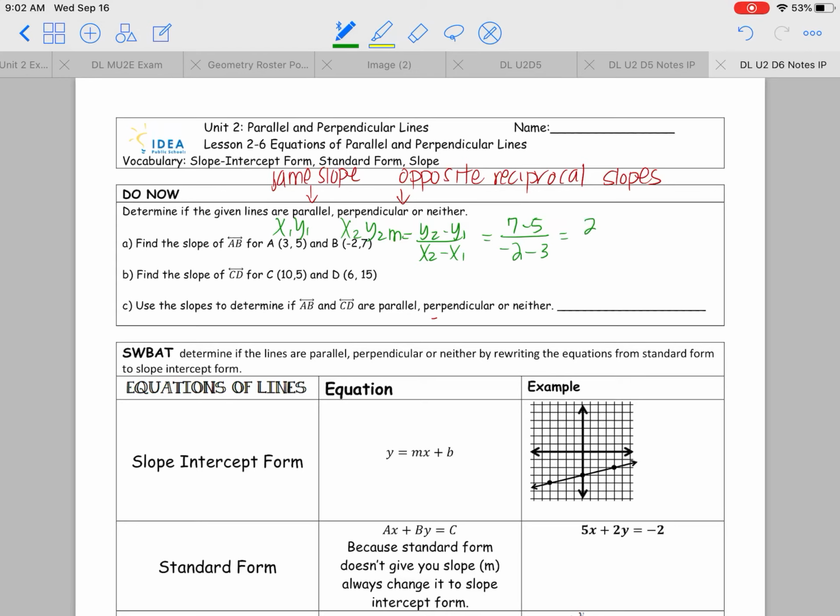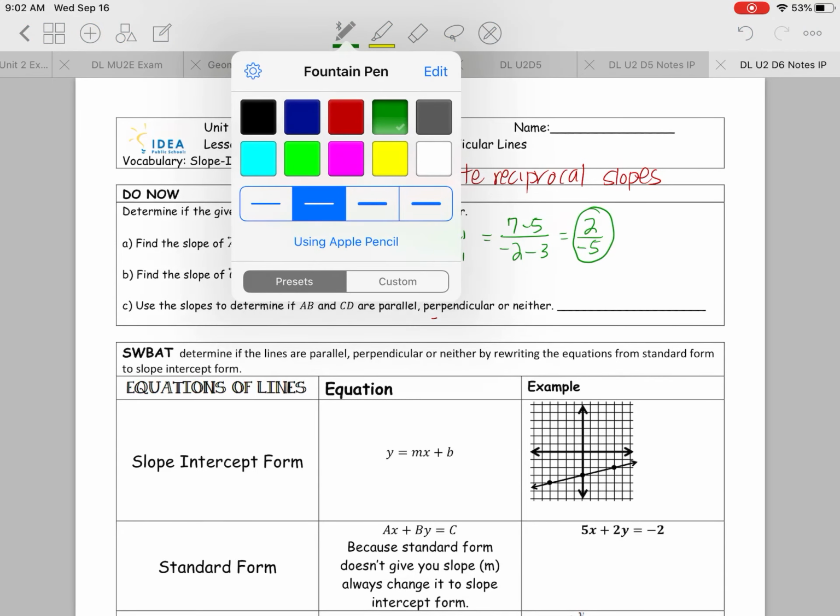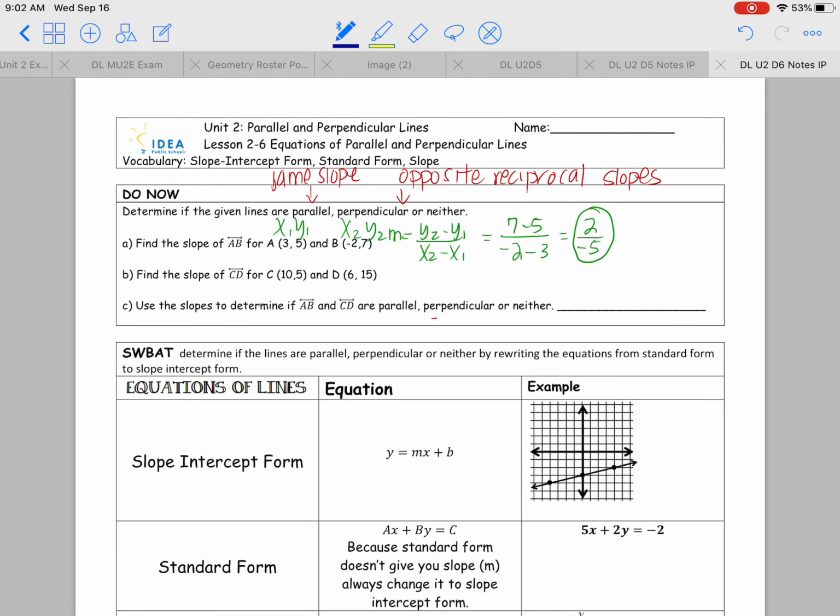7 minus 5 will give me 2. -2 minus 3 will give me -5. And this is the slope for the line AB. We do exactly the same thing, but now for line CD. Recall the formula of the slope, y2 minus y1 over x2 minus x1. Come back and label, and substitute 15 minus 5 and 6 minus 10.